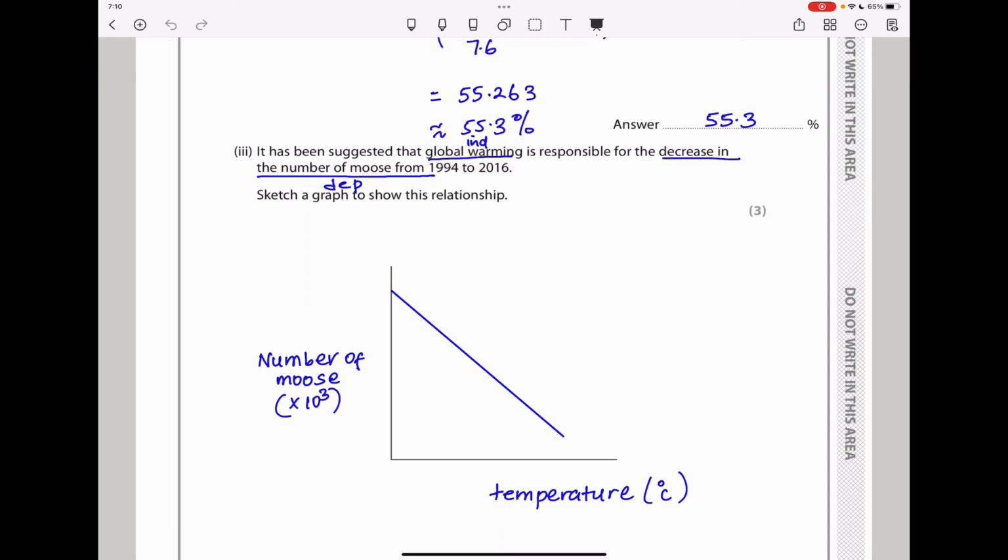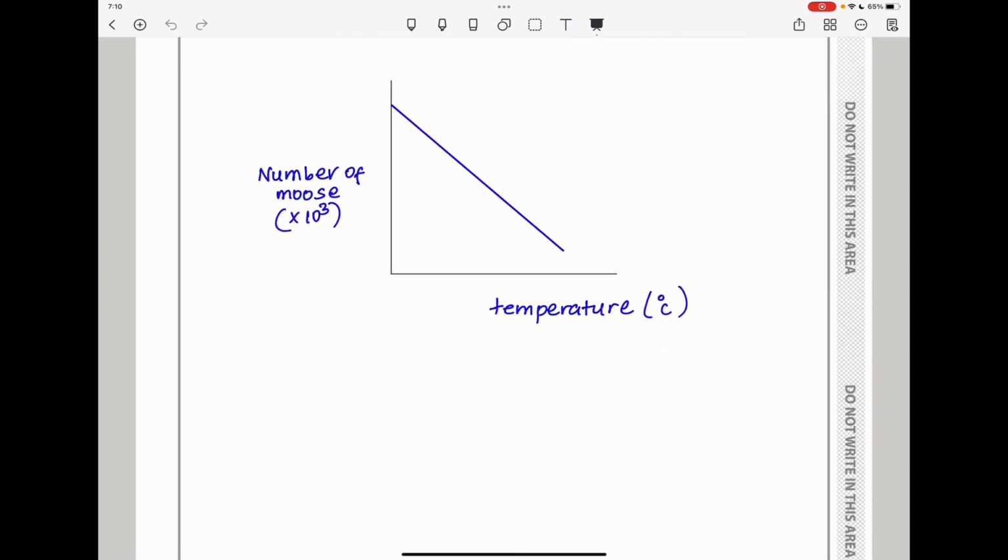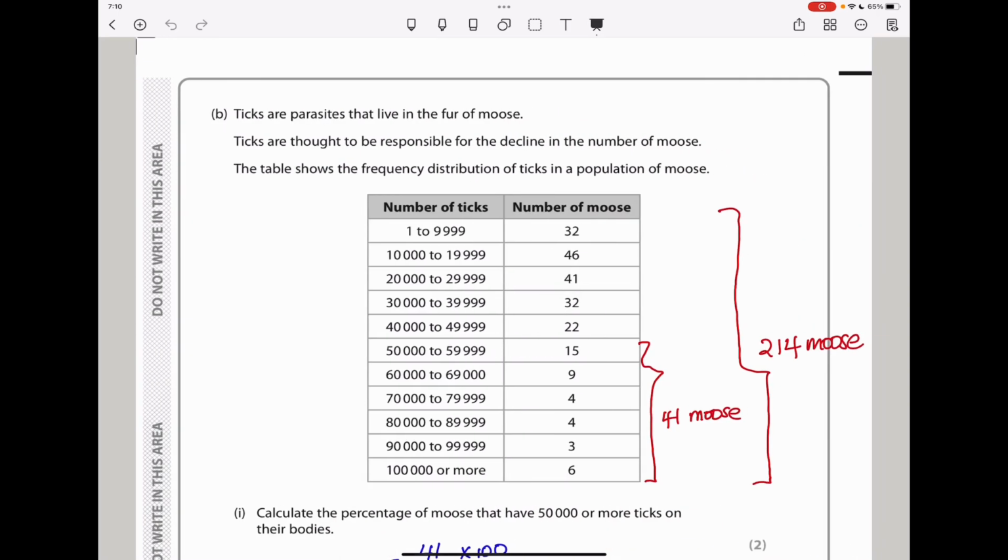So the number of moose should be on the y-axis because you're going to be counting them. And then the temperature, which is increase in heat, should be on the x-axis. And then since we have a decrease, I just drew it like that. That is a sketch. It doesn't have to be perfect. So let's continue to the next question.